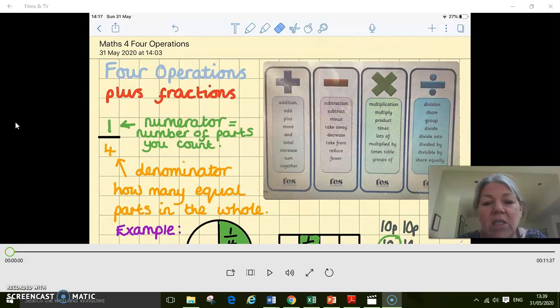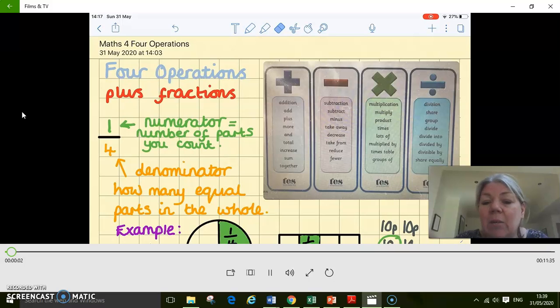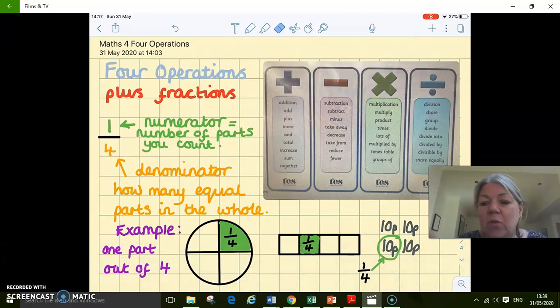Now, before we start, I wanted to share with you some of the vocabulary that you might see in some of the questions here. So this will be useful to come back to, but also to remind you about fractions. We have a numerator, which is the number of parts you count, a denominator, which is how many equal parts in the whole, and here you can see 4 different examples of a quarter. We've got 1 part out of 4, either shaded or circled, and it doesn't matter if it's a shape or if it's a quantity. So you're going to need to use that definitely for one of your questions today.